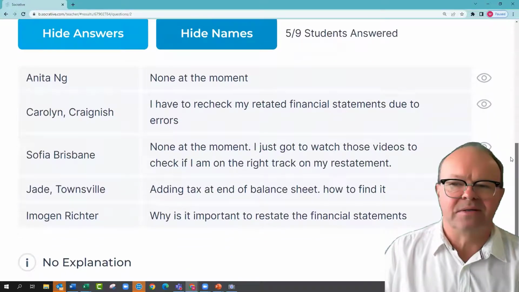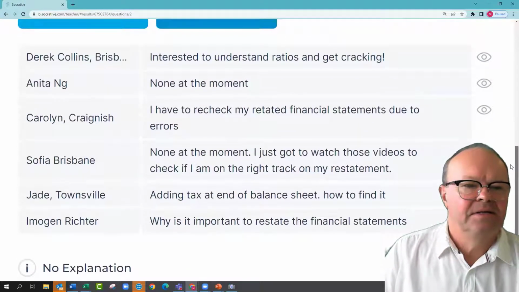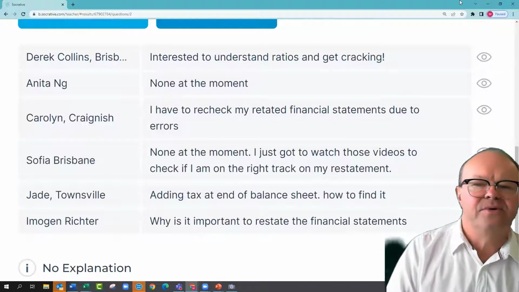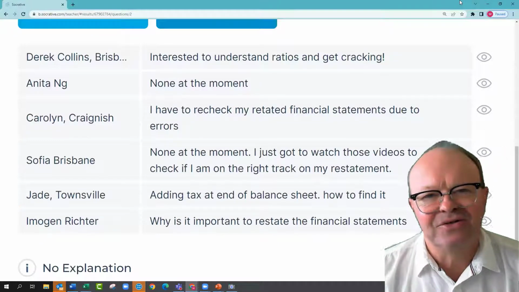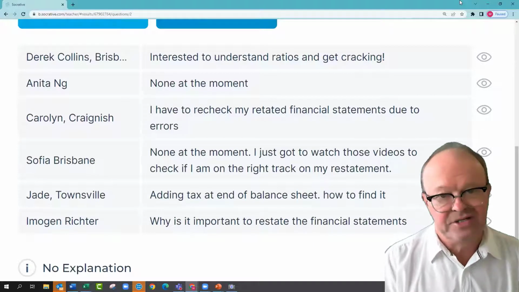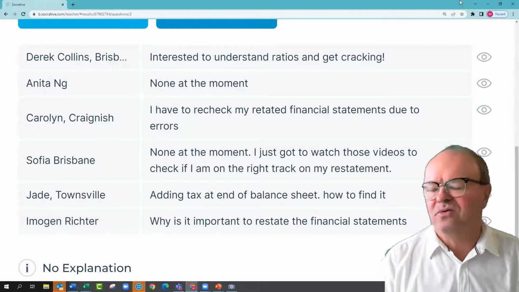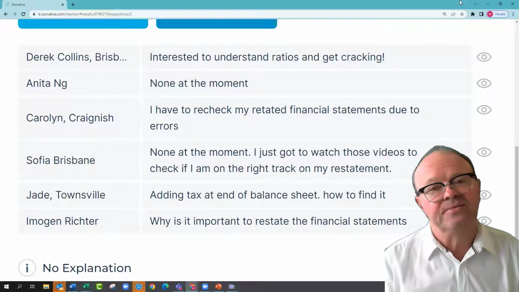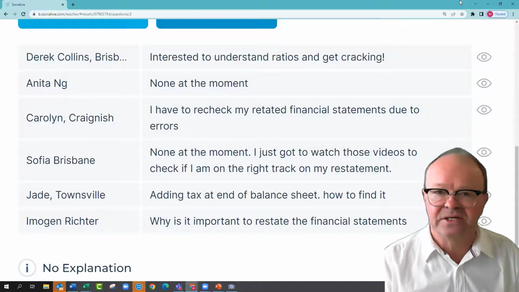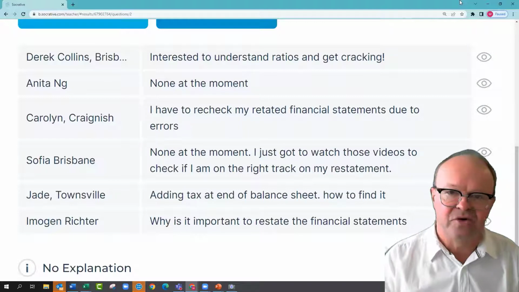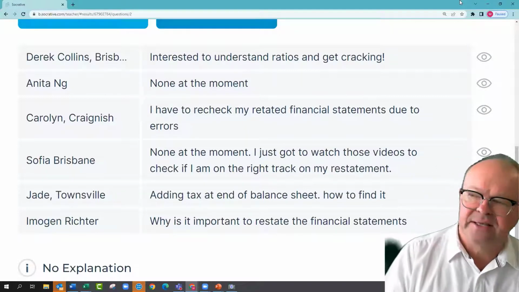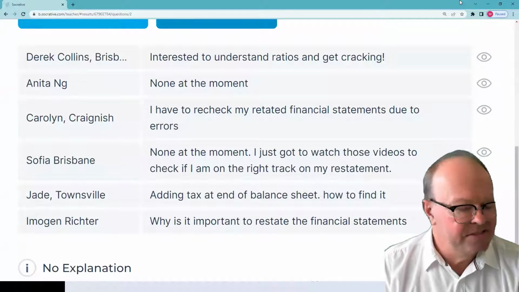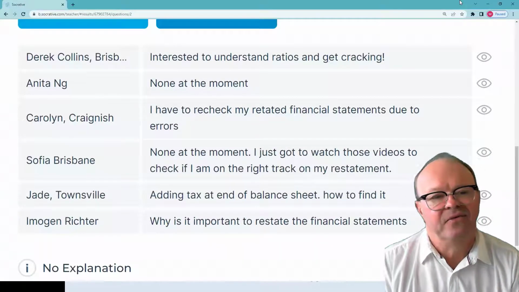Anita, none at the moment. Carolyn. Oh, Derek, interested to understand ratios and get cracking. That's right. Once you've done your restated financial statements, move straight into the ratios. Again, it's just linking cells between worksheets. Just follow the instruction. The ratios are all described there. Do it carefully, and then you can have a crack at seeing what stories come out of your ratios.